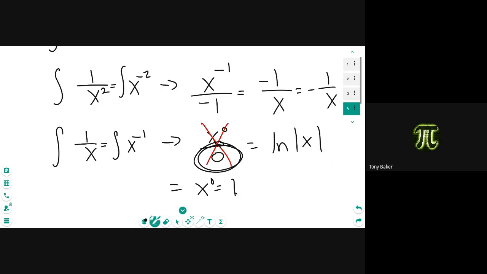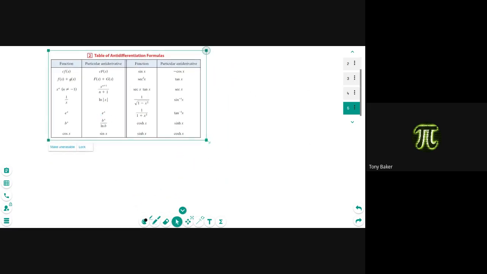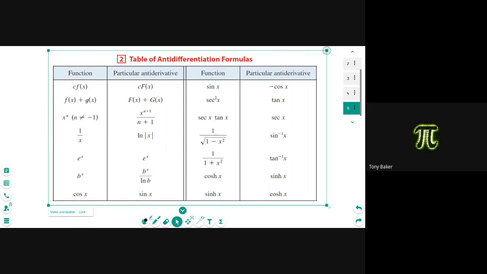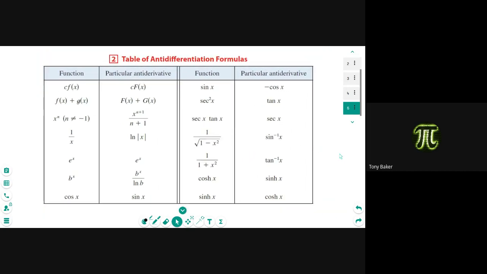All right. So this is a table of typical antiderivatives. These are the ones that we typically will see.